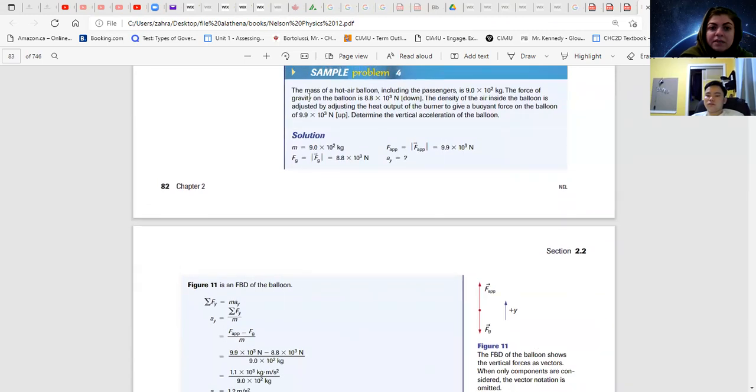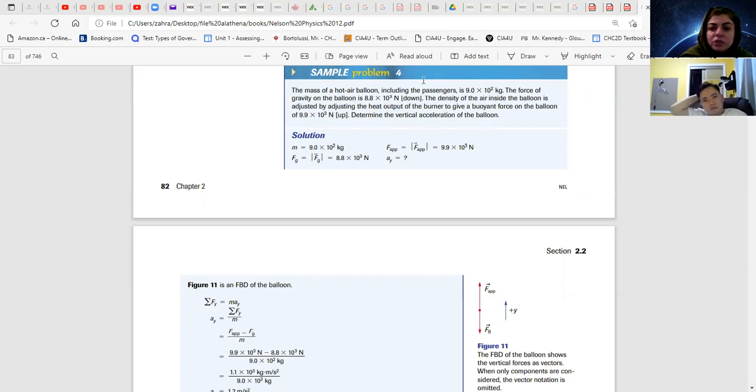The question: the mass of a hot air balloon including passengers is 910 multiplied by 10 to the power 2 kilograms. The force of gravity is given. The density of air inside the balloon is adjusted by adjusting the heat output of the burner. So the upward force is 9.910 to the power 3 newtons. Determine the vertical acceleration of the balloon.